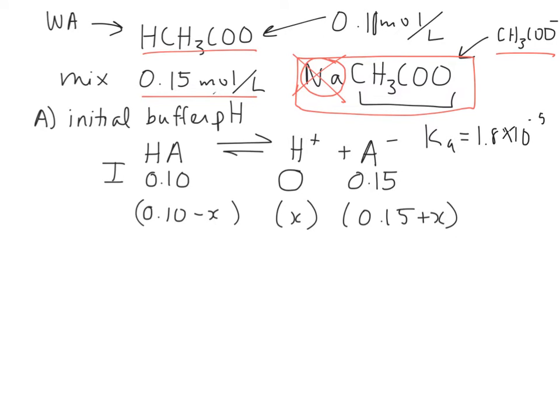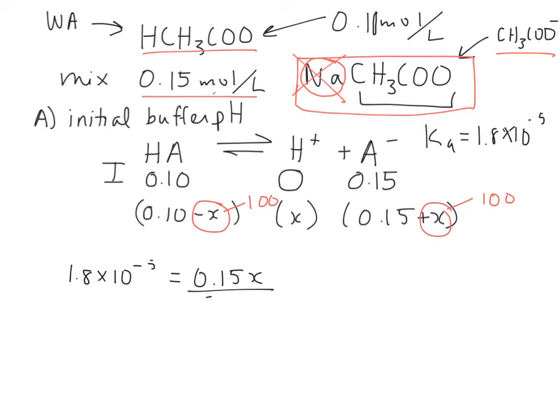So I'm going to set this ICE table up to my Ka to get my pH. I'm going to disregard both of these because of the 100th rule, okay? So I'm going to have my 1.8 times 10 to the power of negative 5 is equal to 0.15x over 0.10. I'm going to solve for x, which is my proton concentration.